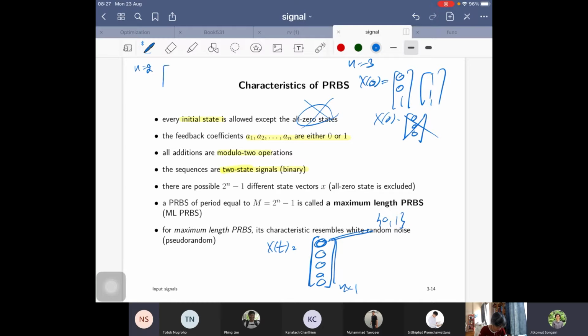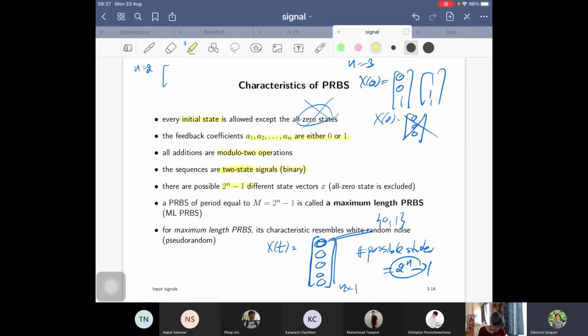If n is 2, okay. 2 to the power of n minus 1, because the all-zero state is not allowed. If we don't exclude the 0 state, of course, the number of possible states is going to be 2 to the n, right? Yes. So the number of possible states is 2 to the n minus 1.